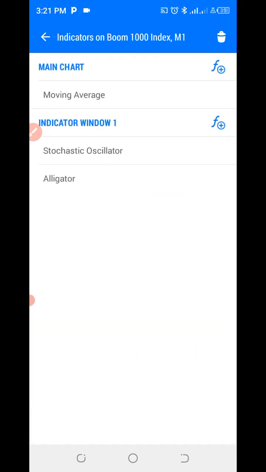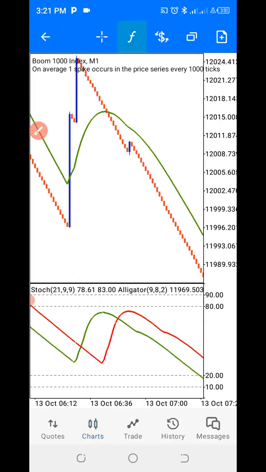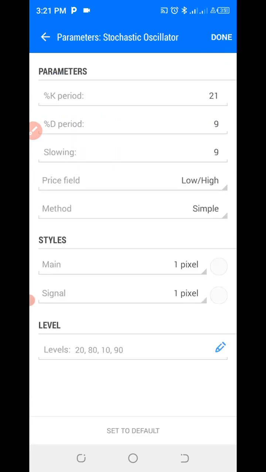So the second indicator we are going to be using, you click on this F plus here. Once you click on that, the next indicator is going to be our stochastic. So the K period is going to be 21.